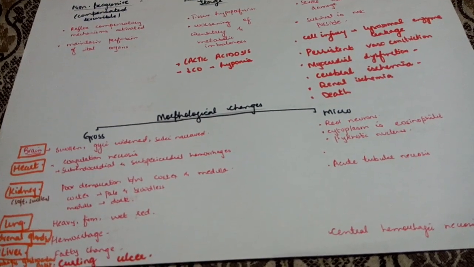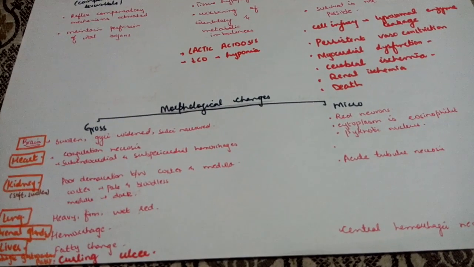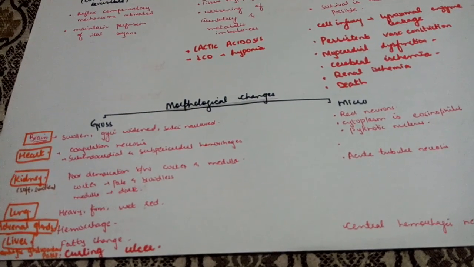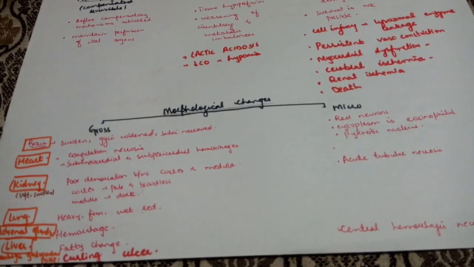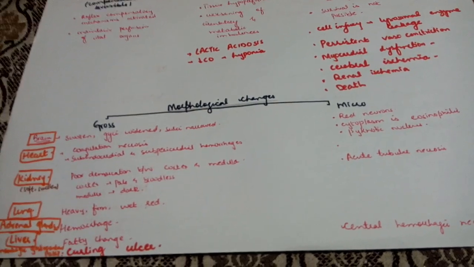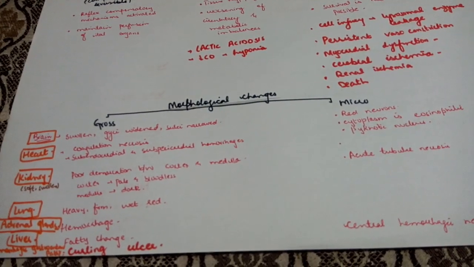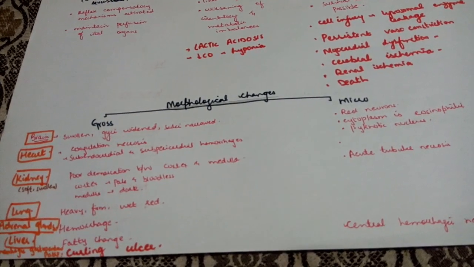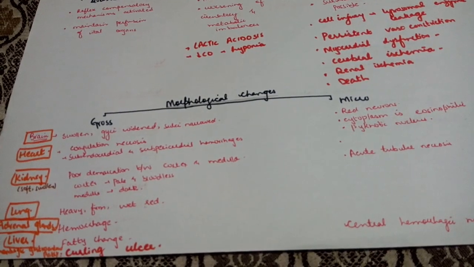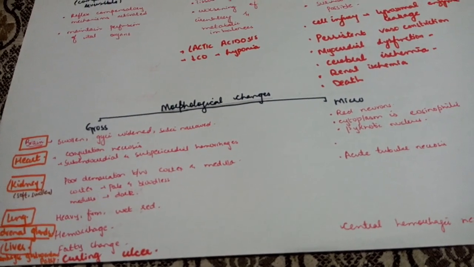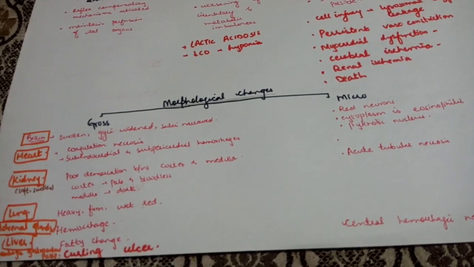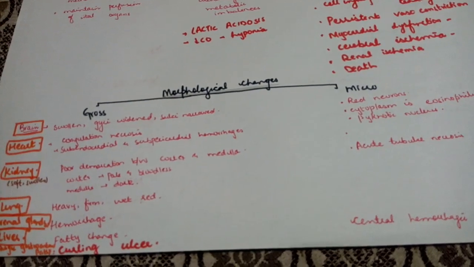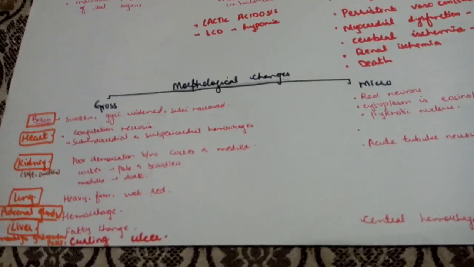subendocardial and subpericardial hemorrhages. In kidney, once kidney is in shock state, it is soft and swollen. There is poor demarcation between the cortex and medulla, and in micro there appears acute tubular necrosis. In lung, grossly heavy, firm, wet, and red, and the cut surface bulges and oozes blood. Adrenal gland hemorrhage, and in hemorrhagic gastroenteropathy, you will see the curling ulcer, that is acute stress ulcer of stomach or duodenum in shock. Liver shows fatty change and central hemorrhagic necrosis.